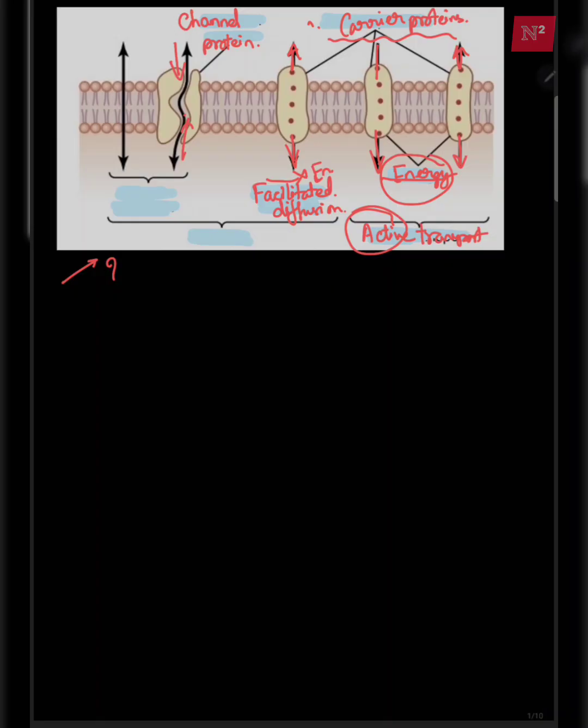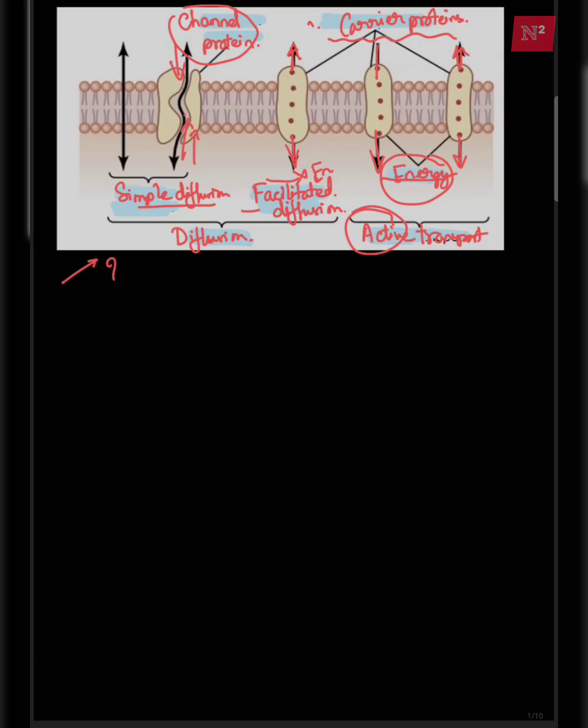Whereas channel proteins transport substances from outside to inside or inside to outside without interacting with the molecules of the protein, just acting as a tunnel, is called simple diffusion. No energy, no interaction, so that's why it's called simple diffusion. So this phase of diffusion and this phase of diffusion with the help of a carrier protein without using energy is called diffusion.